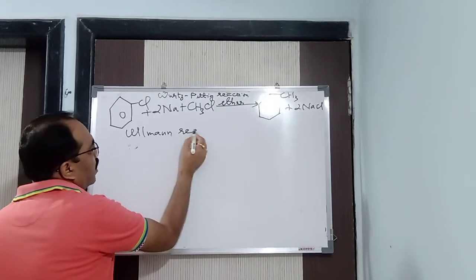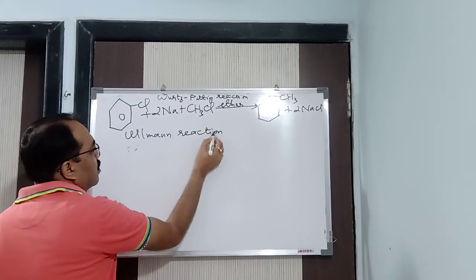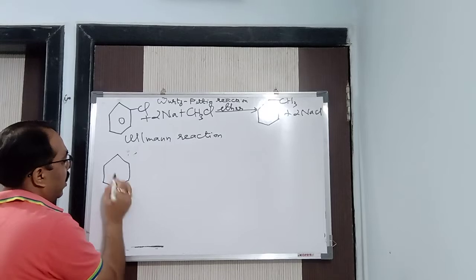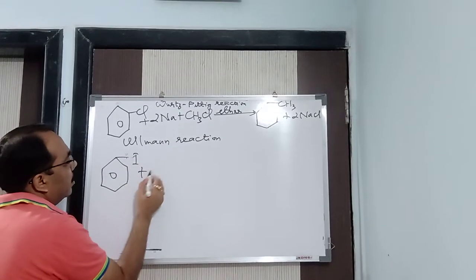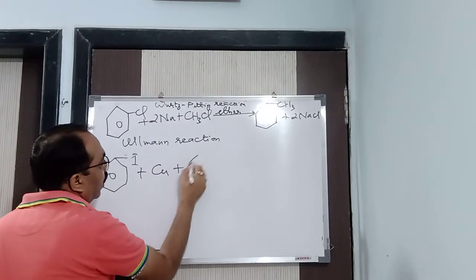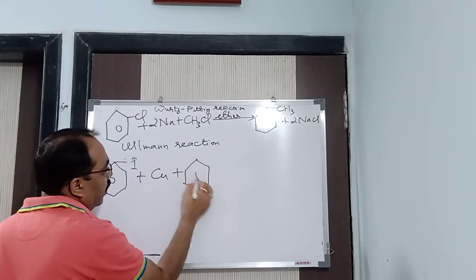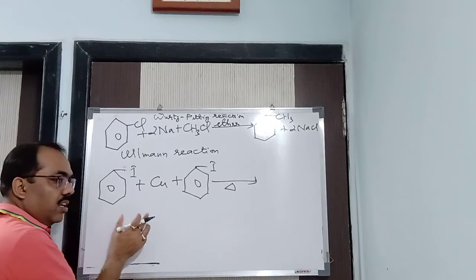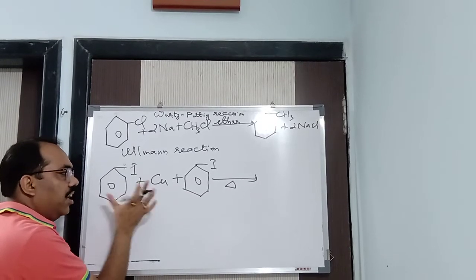Next we are going to do the Ullmann reaction. This is also called Ullmann biaryl synthesis. Here I have to take iodobenzene, and here I will take copper. Again another iodobenzene I will be taking, and this I will be heating in a sealed tube, a sealed glass tube.